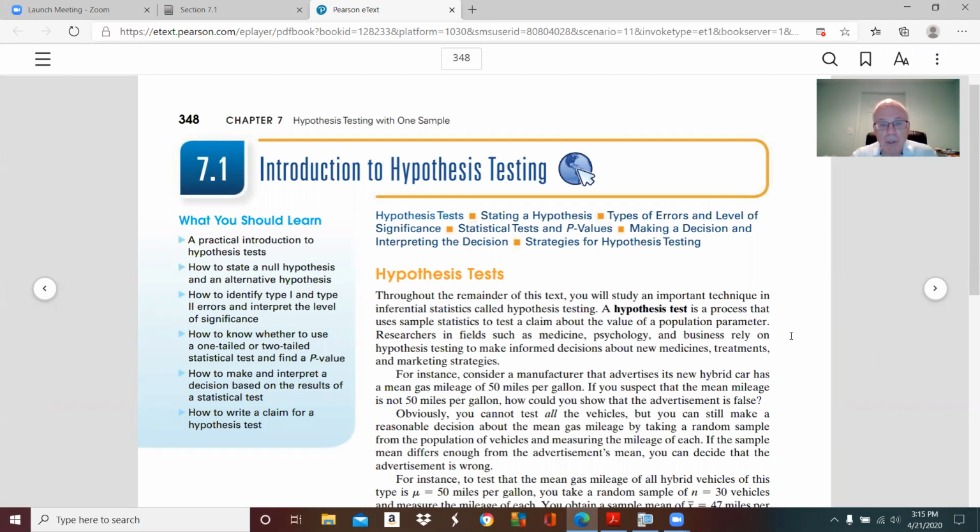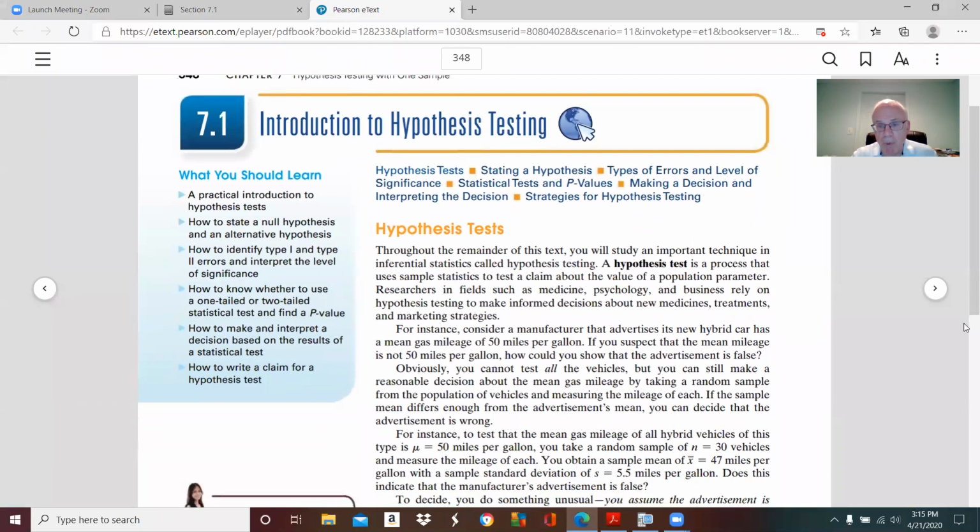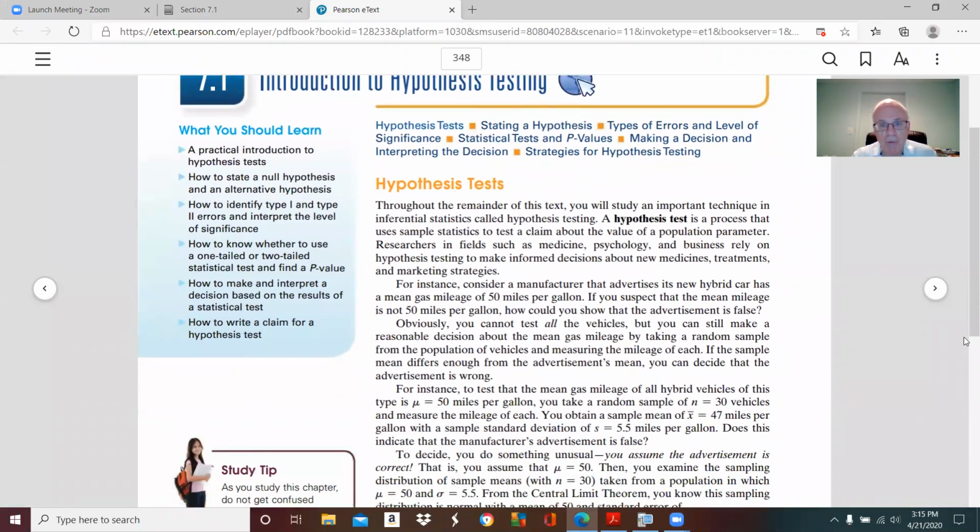There's a definition almost immediately in the textbook about what a hypothesis test is. It says it's a process that uses sample statistics to test a claim about the value of a population parameter. So again, someone is making a claim about a population parameter. They're not just estimating it in this case, we're actually coming up with a claim about it, some numeric claim. And then we're going to test it using the sample statistics.